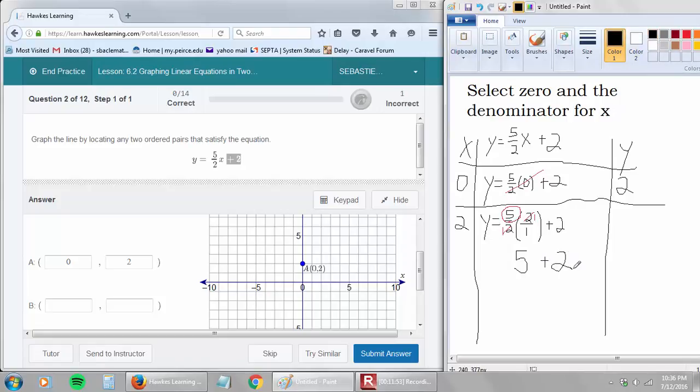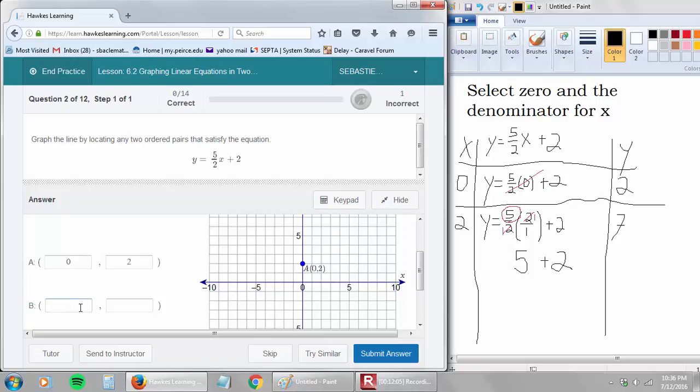If that was a bit quick for you, you can go ahead and pause and rewatch it. Or I encourage you, even better, to work out the fraction multiplication on your own. 5 plus 2 is going to be 7. And so that's my output for y. So I get 2 and 7.